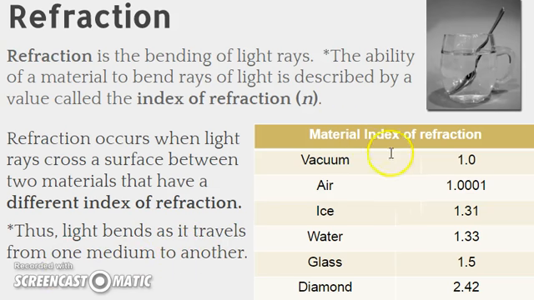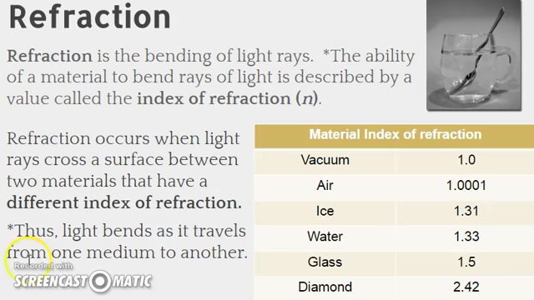So here we have a list of different materials and their index of refraction, where the vacuum of space has an index of refraction of 1.0, air has an index of refraction of 1.0001, ice 1.31, and so on. And notice diamond has a high index of refraction. We'll talk about what that means and how light is going to refract a little differently as it travels from, say, the air into different materials. It's going to refract differently. They have different index of refraction values, or n values.